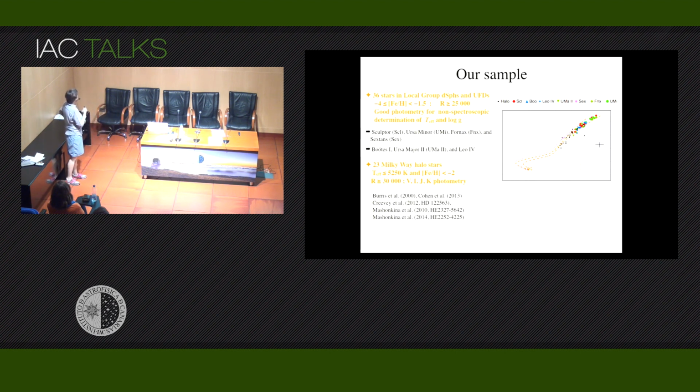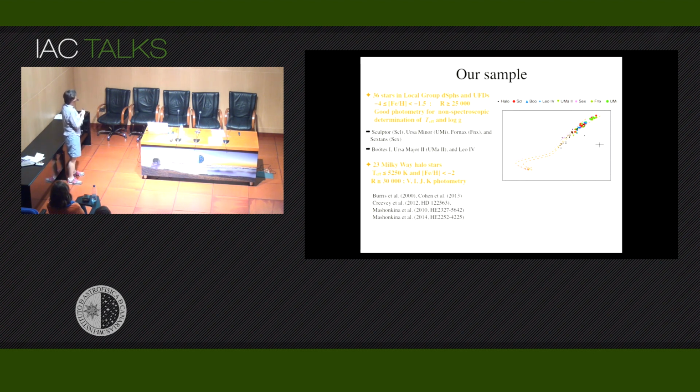So this is a sample of stars in Sculptor, Ursa Minor, Fornax, Sextans for the classical dwarfs, and Bootes 1, Ursa Major 2, and Leo 4 for the ultra-faint dwarfs. For all these stars, we had access to the spectra themselves, or to the published equivalent widths. And when we had a doubt about one star or one or two elements, we often had to request the original spectra to check and to conclude on our doubts.